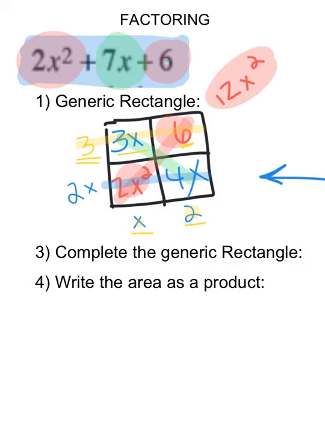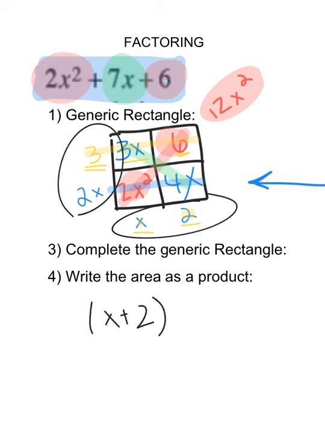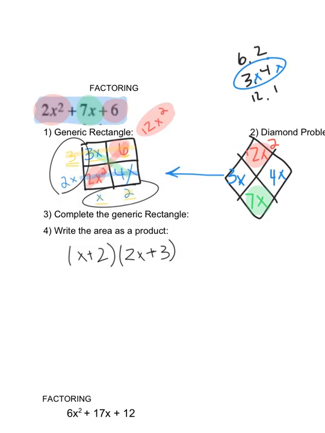Now we use these outside dimensions to write our area as a product. x plus 2 in parentheses multiplied by 2x plus 3. That's factoring. Our problem is factored. I know it's a lot of steps, so let's try another example.